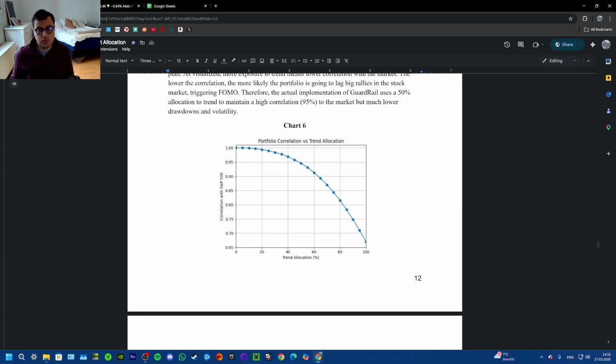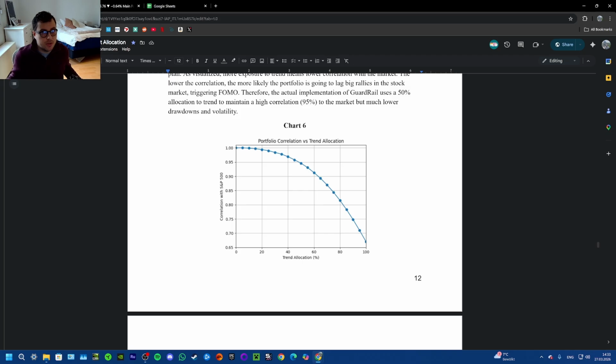If you have a simple long only, where you're in the stock market when it's risk on and in cash when it's risk off, you can see on this chart that if you allocate 100% to trend, meaning 100% in stocks risk on and 100% in cash risk off, your portfolio is only going to be about 2/3 correlated with the stock market, which is quite low. For example, international stocks compared to US stocks is a much higher correlation than 2/3.